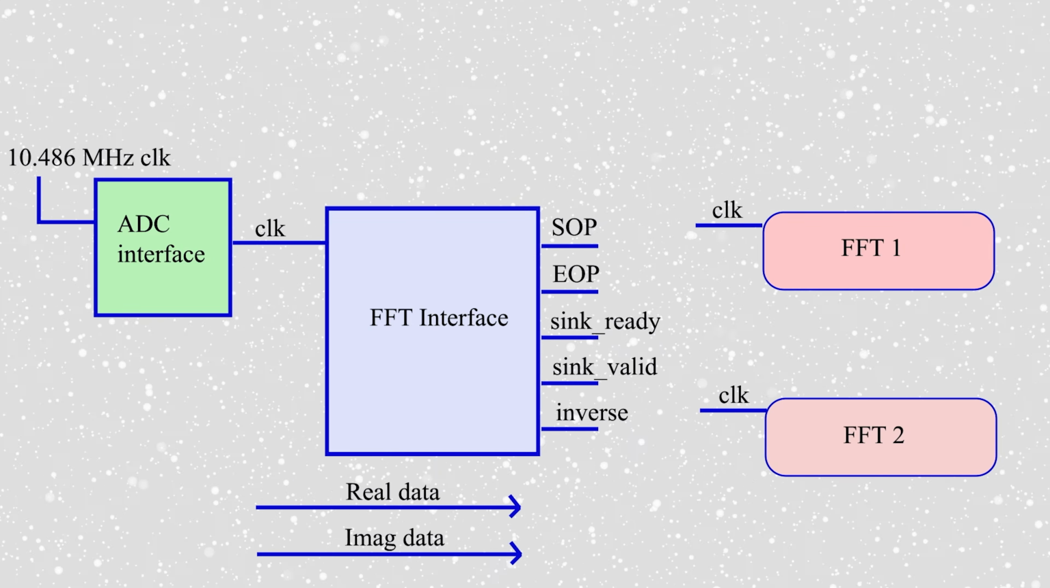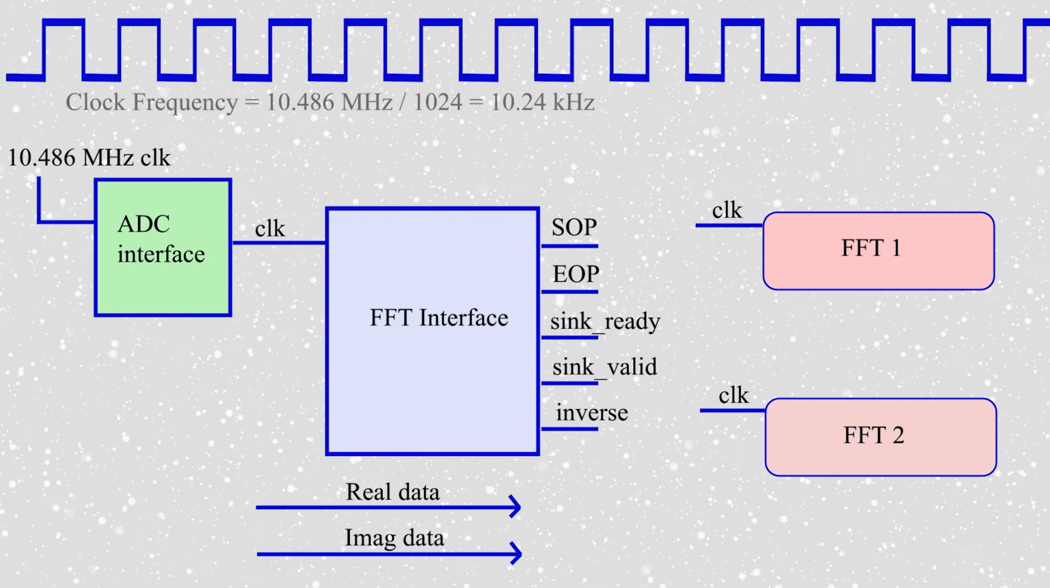So what we need really is FFT interface code to give us the start of packet and the end of packet. We need to produce also the sync ready, sync valid, and inverse inputs, but they're just 1 bit and they don't really change. The challenge is the start of packet and end of packet, and with lots of Verilog code, the timing matters quite significantly. So as long as we get that timing right, we should be okay with this code.